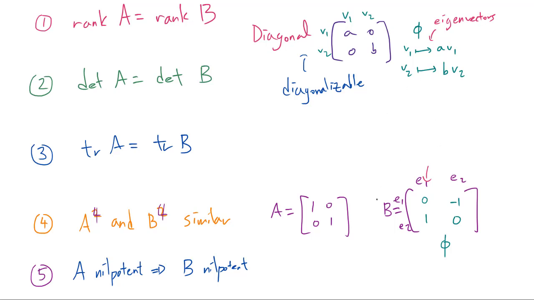But the point of the matter here is that if B happens to be diagonalizable, then B should have eigenvectors. But think about this. B is a rotation by 90 degrees counterclockwise. How can you have an eigenvector? How can you have a vector that you're just scaling? Of course, you do not. So B cannot be diagonalizable.